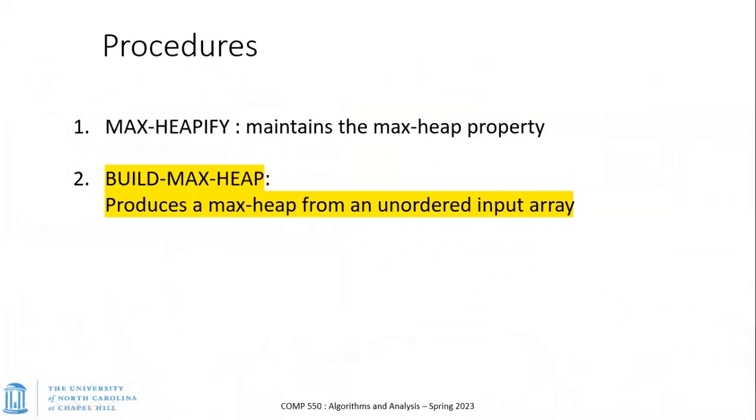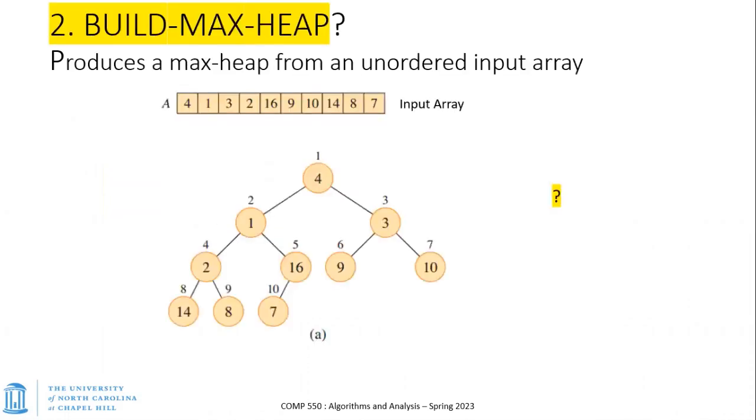Okay, so it's build max heap or build heap. It produces a max heap from an unordered input array. So you put all the data into an unordered array. There is no heap property in that, but now you're going to use the build heap on top of that.